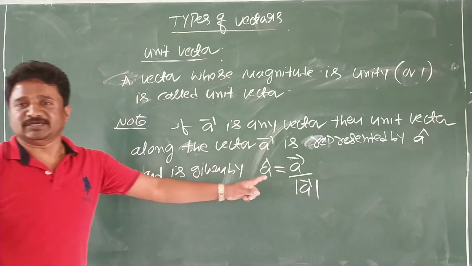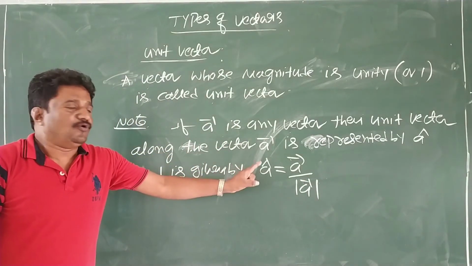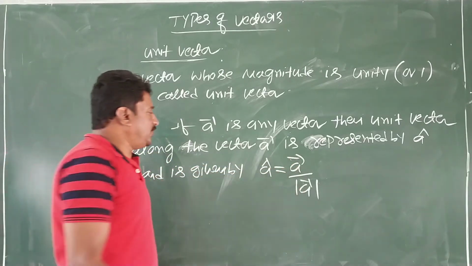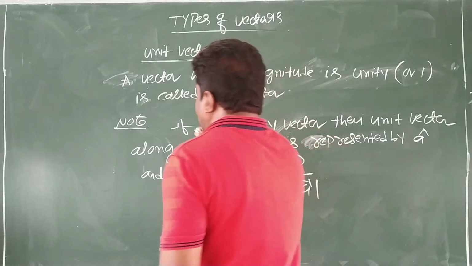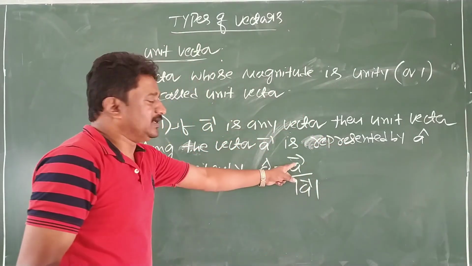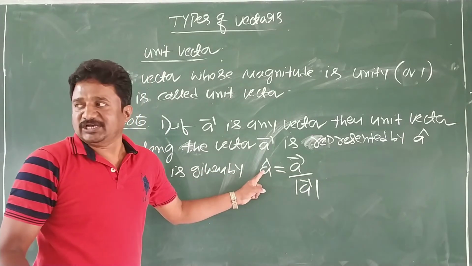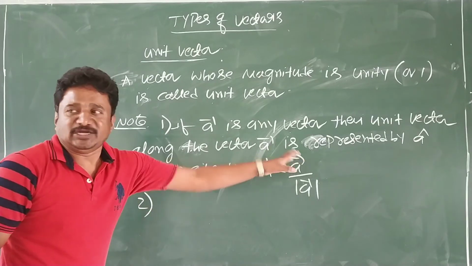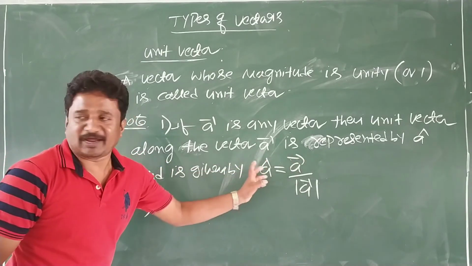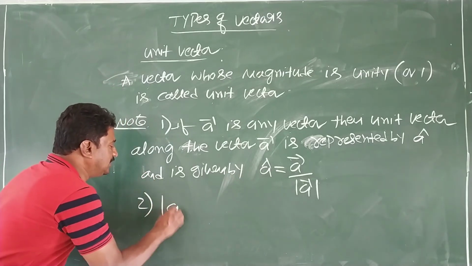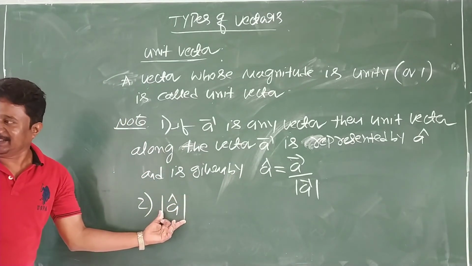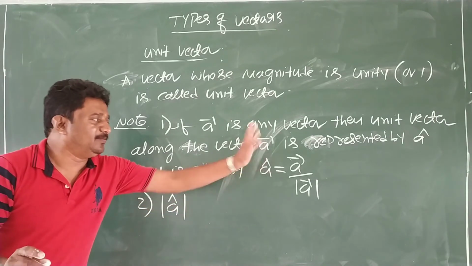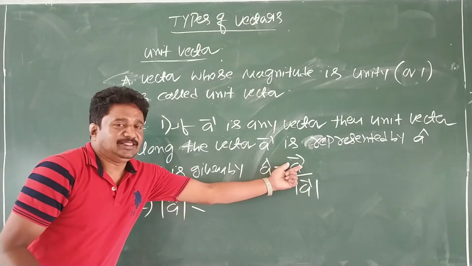By heart, students: whenever a unit vector is required, you divide the vector by its magnitude. If I divide any vector by its magnitude, then it becomes a unit vector. Because look, students, I will go for finding the magnitude on both sides. Mod means the length of the vector A cap. A cap means unit vector. I am finding length on both sides: the length of the vector A cap is equal to the length of the vector A.